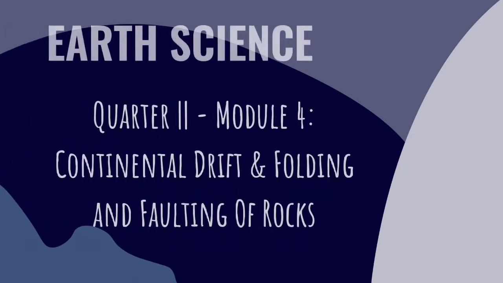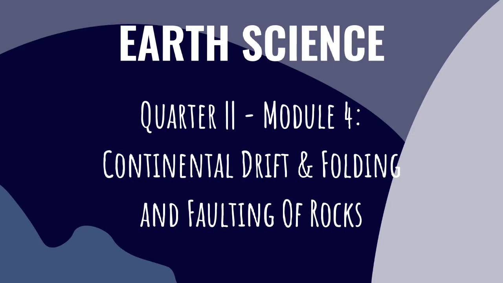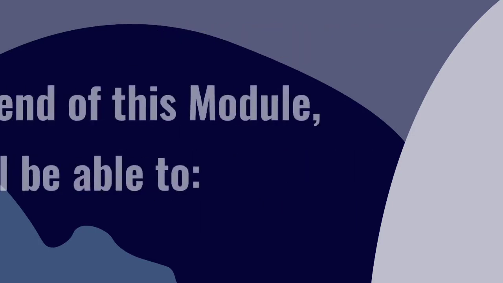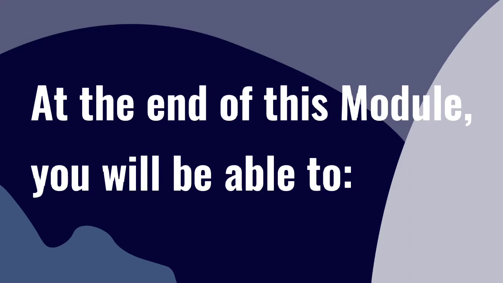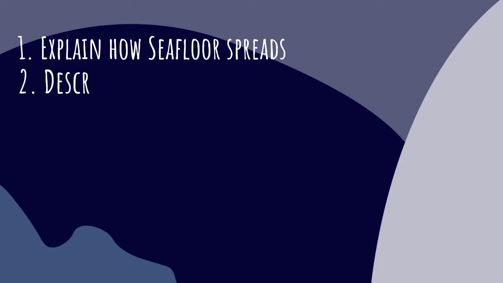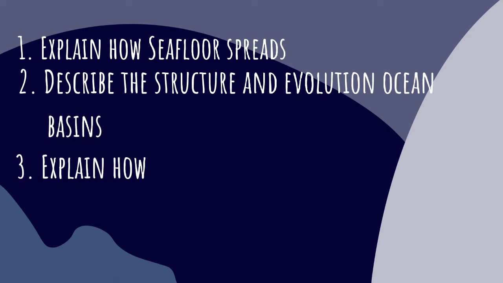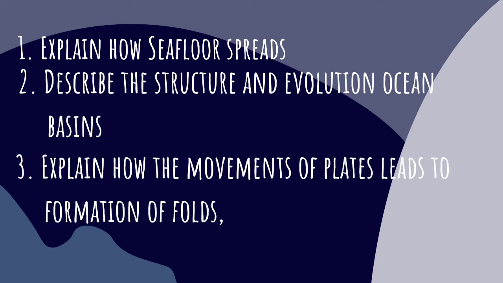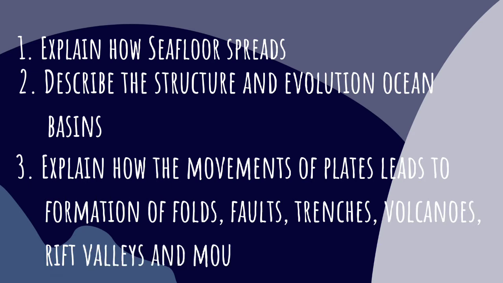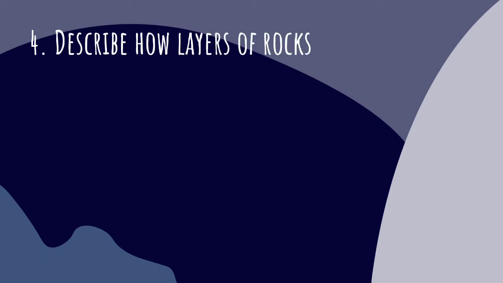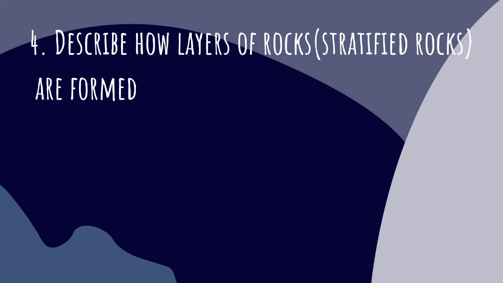In this video, you will learn continental drift and faulting of rocks. Quarter 2, Module 4, Continental drift and faulting of rocks. At the end of this module, you will be able to: Number 1, explain how seafloor spreads. Number 2, describe the structure and evolution of ocean basins. Number 3, explain how the movement of plates leads to formation of faults, trenches, volcanoes, rift valleys, and mountain ranges. And number 4, describe how layers of rocks or stratified rocks are formed.